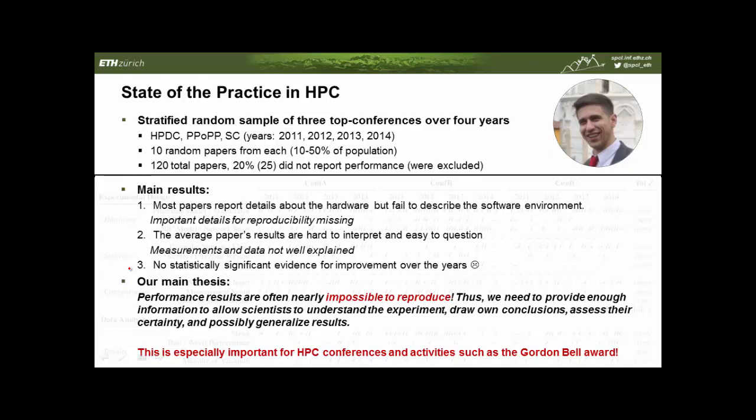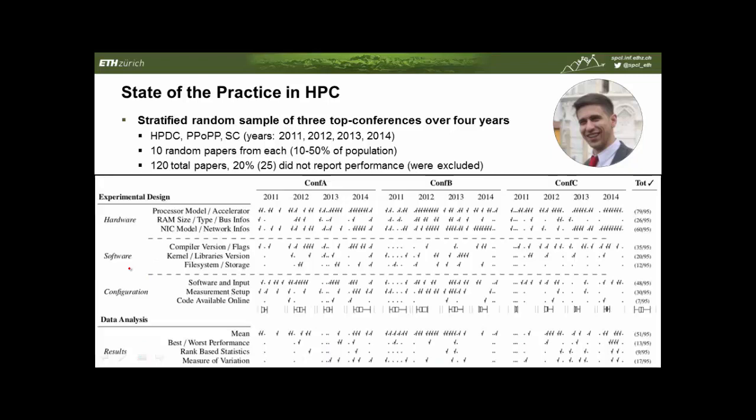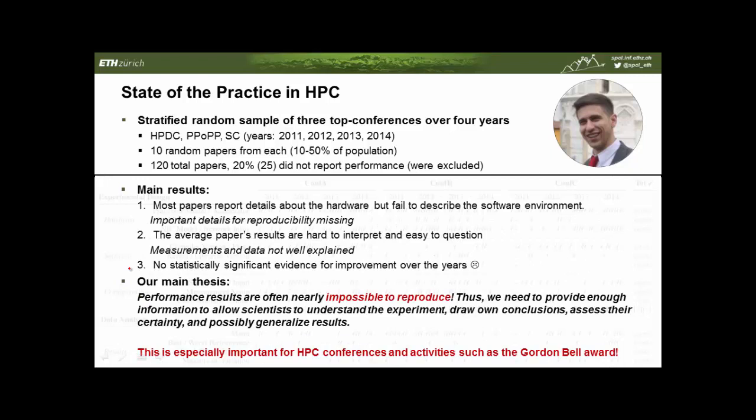Which is basically the third case as well. The third case is actually depressing in the sense that there's no statistically significant evidence for improvement over the years, right? Remember, the table goes over the years, and I would expect that the experimental methodology in high-performance computing gets better over the years. It does not. Not at all, actually. Sometimes it goes down, but it's all in the noise.